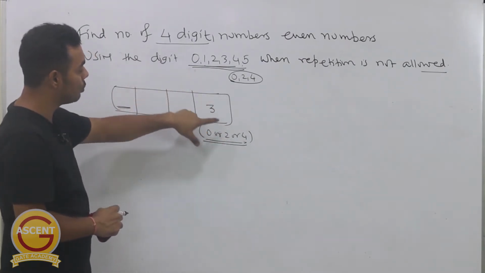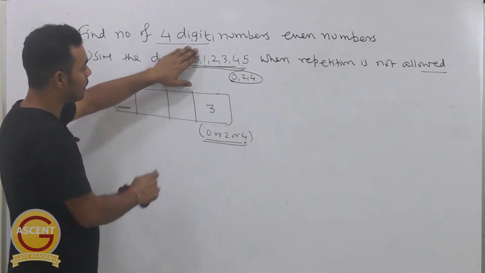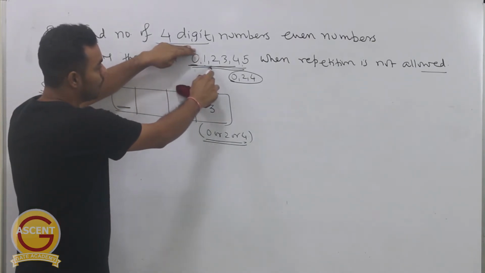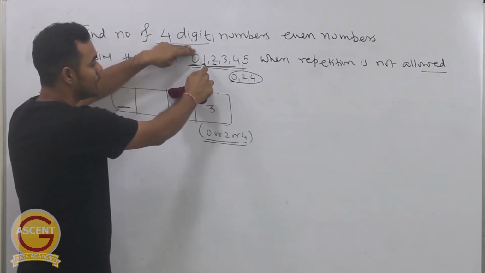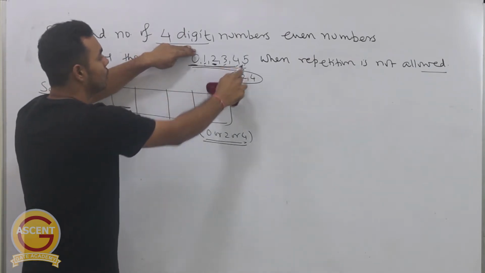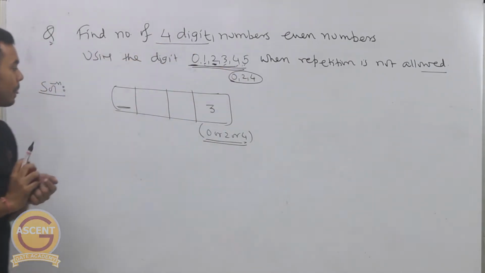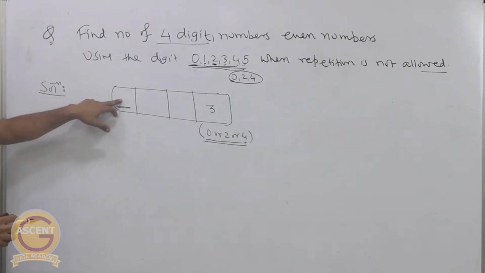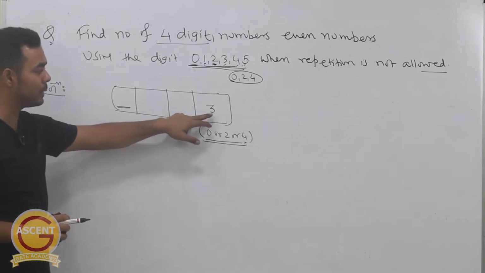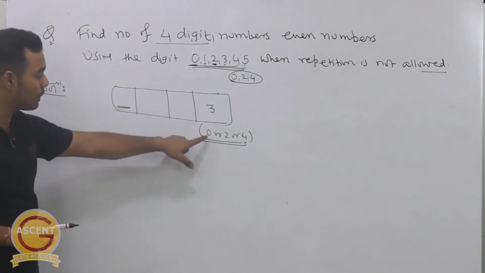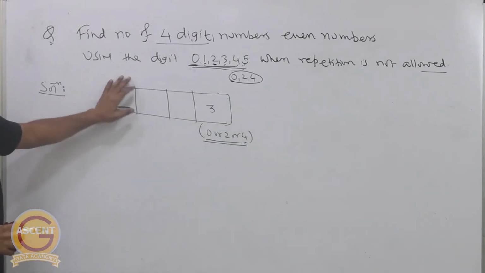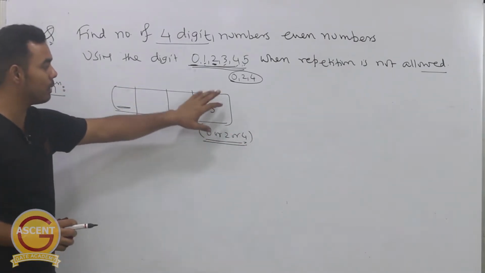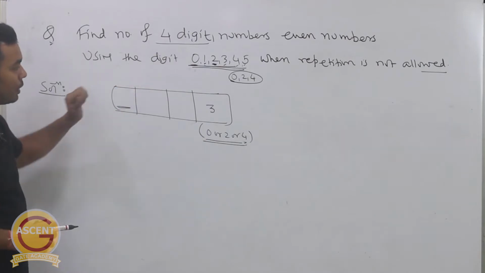Suppose you are placing 2 on this unit place. This means for the 1000 place you cannot place 0, and 2 is at the unit place. So for the 1000 place you will have only these 4 options: either 1, 3, 4 or 5. So the number of ways to fill this 1000 place depends on what digit you are placing on the unit place. If you are placing 0, then you will have 5 options. If you are placing 2 or 4, then you will have 4 different options.